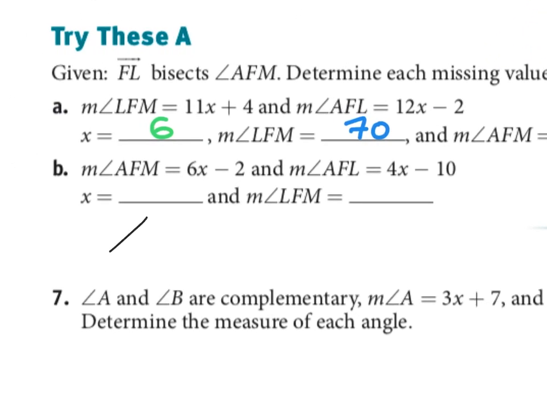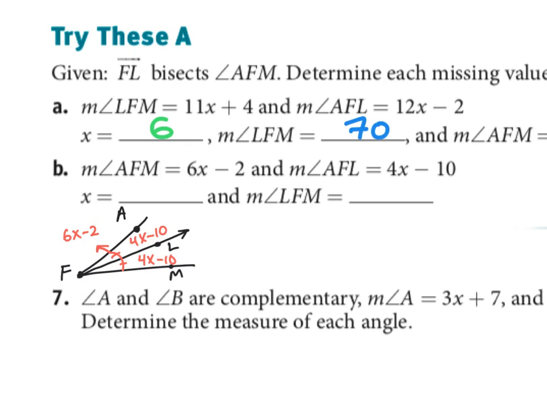Angle AFM, now the whole thing, so A, F, that's the vertex, M, and FL is still the angle bisector. So AFM, which is the whole thing, is equal to 6x minus 2. And AFL is 4x minus 10. So these are equal to each other. So if AFL is equal to 4x minus 10, then LFM is also equal to 4x minus 10.